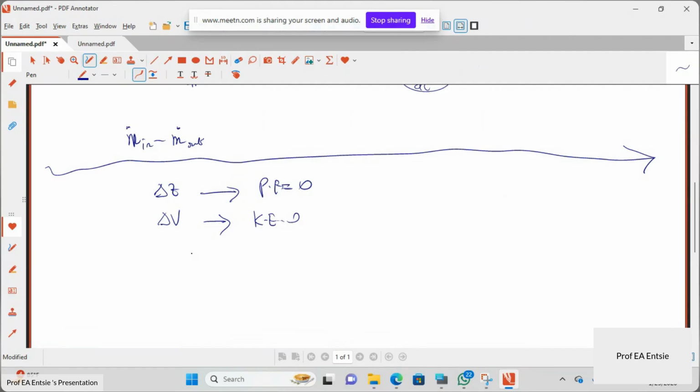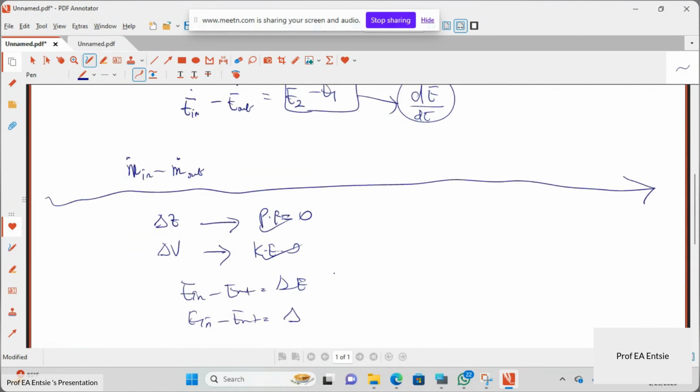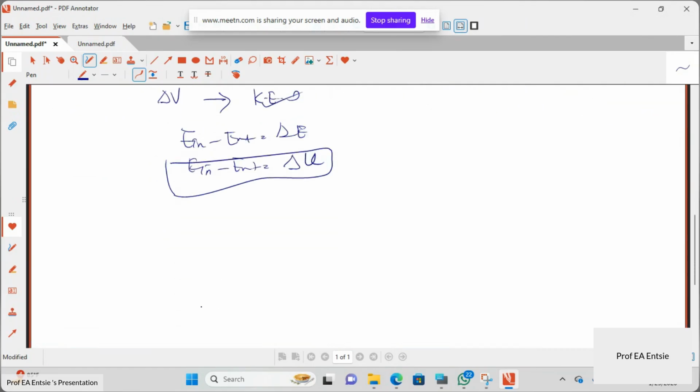Zero. So in a stationary system, energy in minus energy out, which is equal to change in energy. Potential energy is zero, kinetic energy is zero. It will be left with what energy? Internal energy only. So in a stationary system, there is only change in what? Internal energy. This is an OBJ question. I believe you are good.